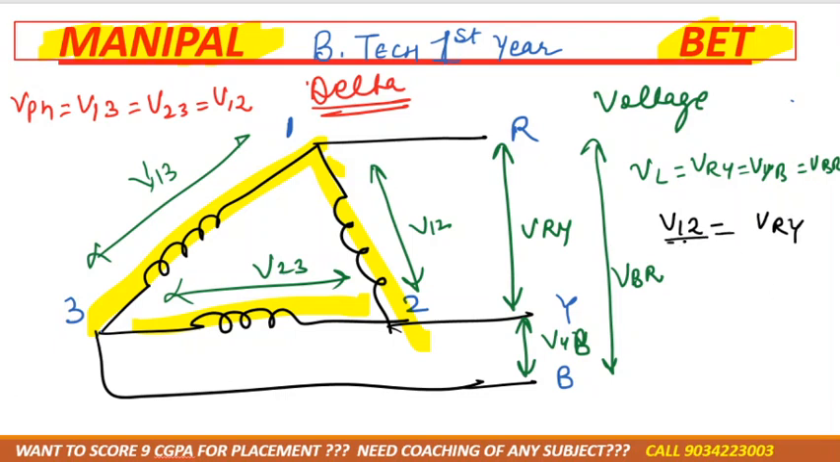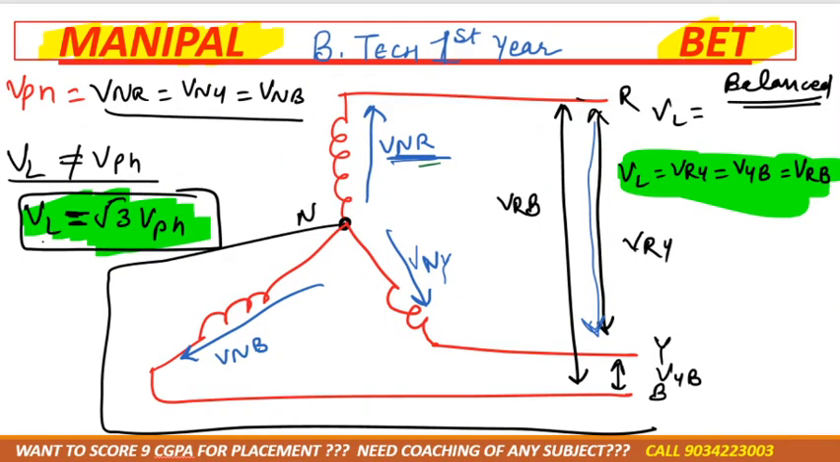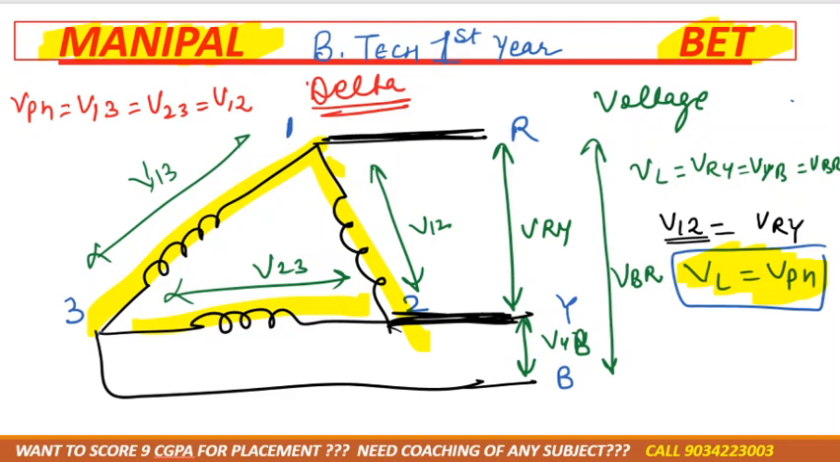So V12, as you can see, is a plain wire. This is also a plain wire. So the potential across this plain wire is the same. Can we say that VL is equal to VPH? Means the line voltage is equal to the phase voltage, right? In the star connection, voltage is different, but in the delta connection, voltage is the same.